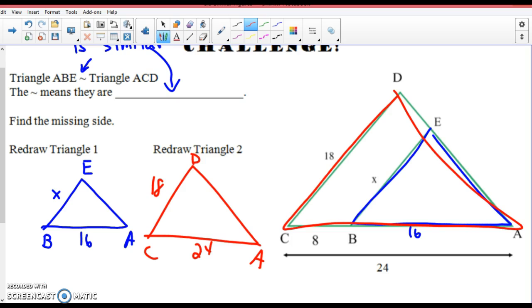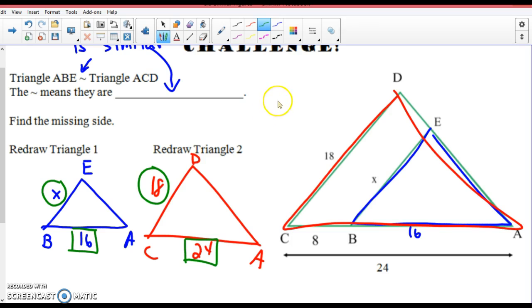Now, I'm going to do the same notation that we did in that other example. Do you guys agree that X corresponds with 18? Those two sides match each other, or correspond. What corresponds with 16? Who can give me a proportion? Because the sides are proportional. Give me a proportion that we could use to find X.